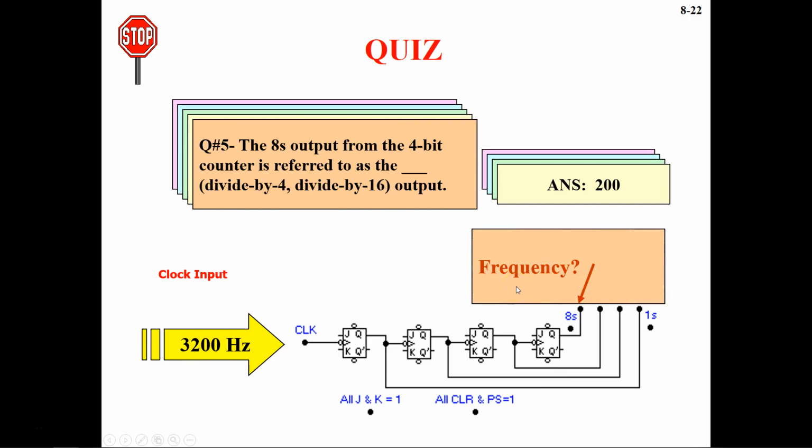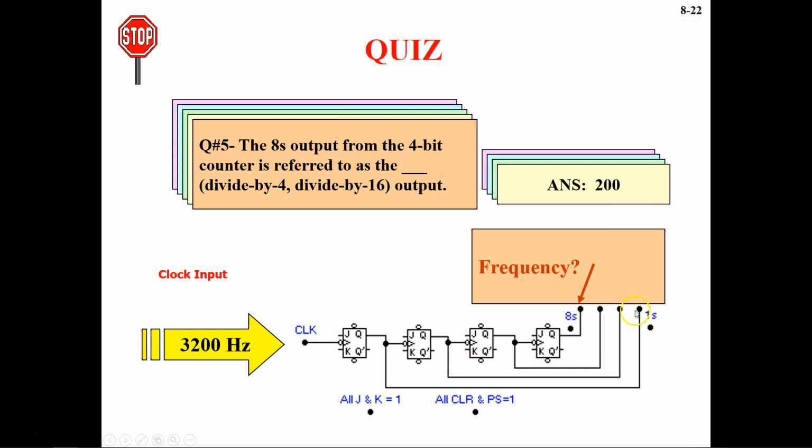The 8's output from the 4-bit counter is referred to as the divide by 4 or divide by 16? So if you calculate, what did we do? We divided each flip-flop by f by 2 based on what clock it is receiving. And at this point we had 200, so we can calculate that this is dividing by 16. If you divide 3200 by 16, then you will get 200. That's one way of remembering that each of the flip-flops is going to divide by 2, f by 2.